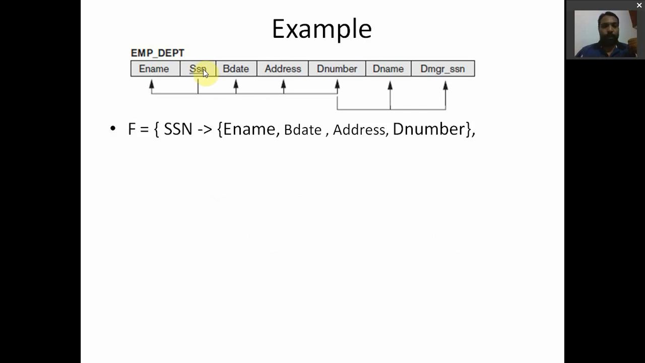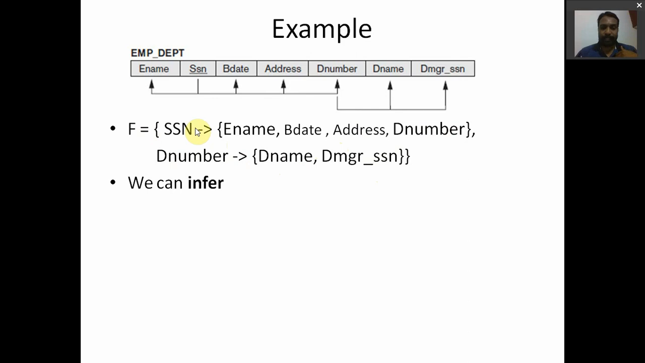We have two functional dependencies in this set. In this relation, we have a functional dependency SSN to ename, birth date, address, department number. We have another functional dependency, department number to dname and dmanager SSN. So F consists of two functional dependencies. From this F, we can infer new functional dependencies like SSN to dname.